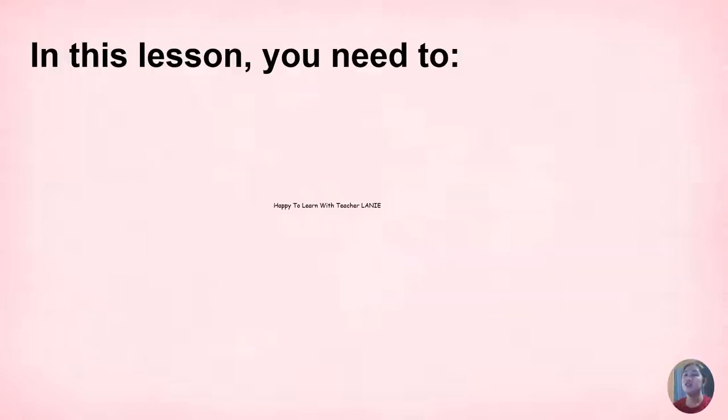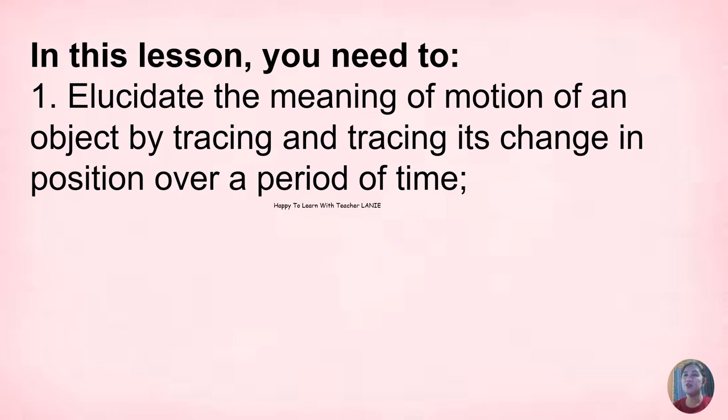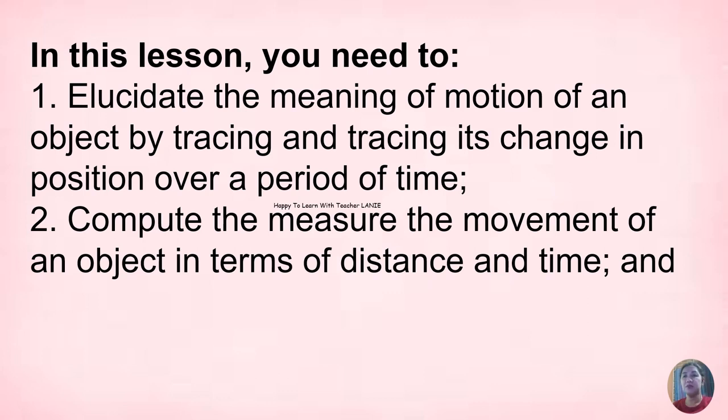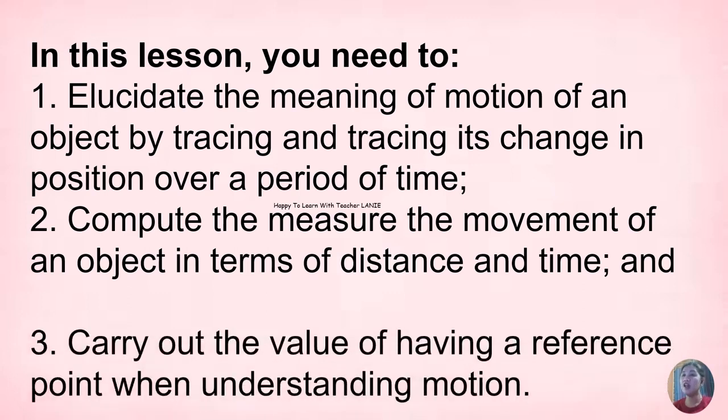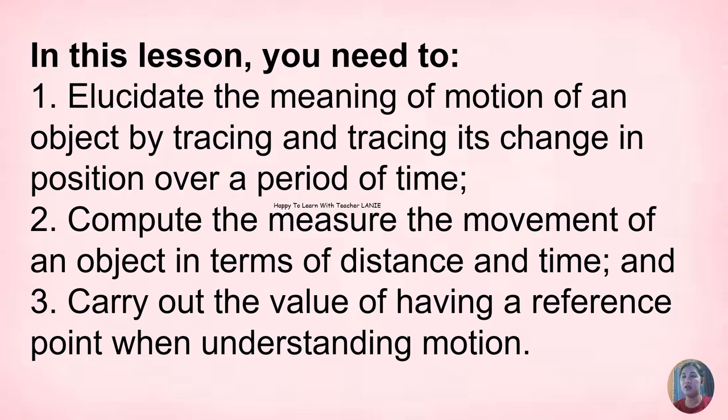This lesson, Unit 2. Number 1, elucidate the meaning of motion of an object by tracing its change in position over a period of time. Number 2, compute the movement of an object in terms of distance and time. And number 3, carry out the value of having a reference point when understanding motion.